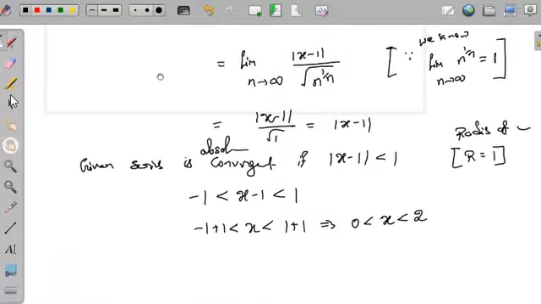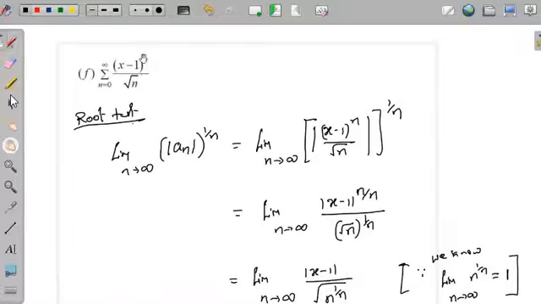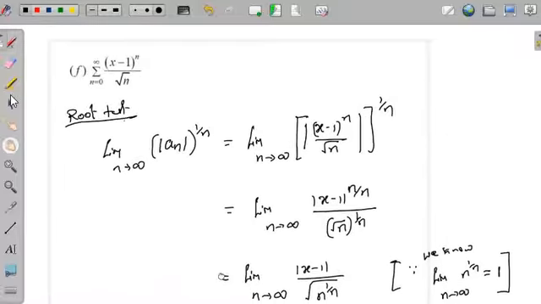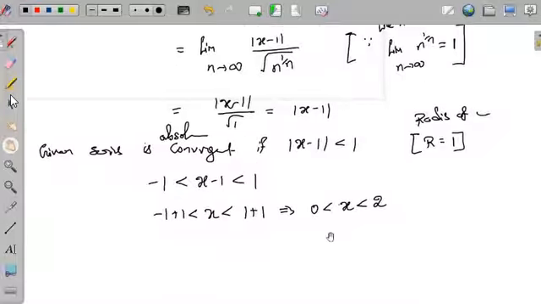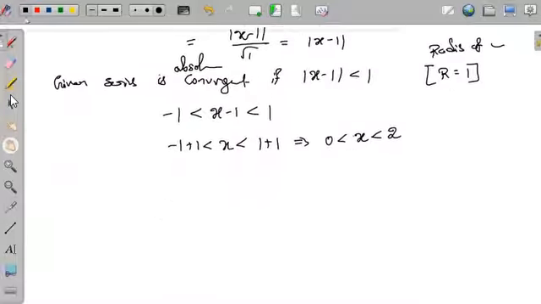If you observe, the power series is centered at 1. From 1 you move to 2 and you come back to 0. The distance moved on either side is 1 unit. You move this side and that side, left side and right side. Okay. So this interval is absolutely convergent.